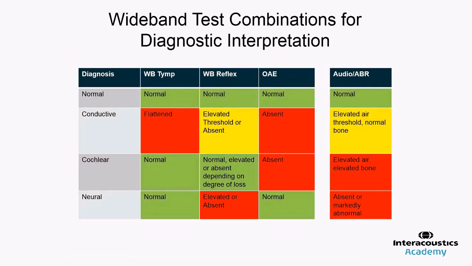So this is a graph that can kind of help us to compare the use of wideband tympanometry as well as reflexes and otoacoustic emissions for different types of pathologies. And I'm not going to spend a lot of time going over this because it's pretty straightforward, but it's just a way to help think about wideband tympanometry and how it can fit into the diagnostic test battery.